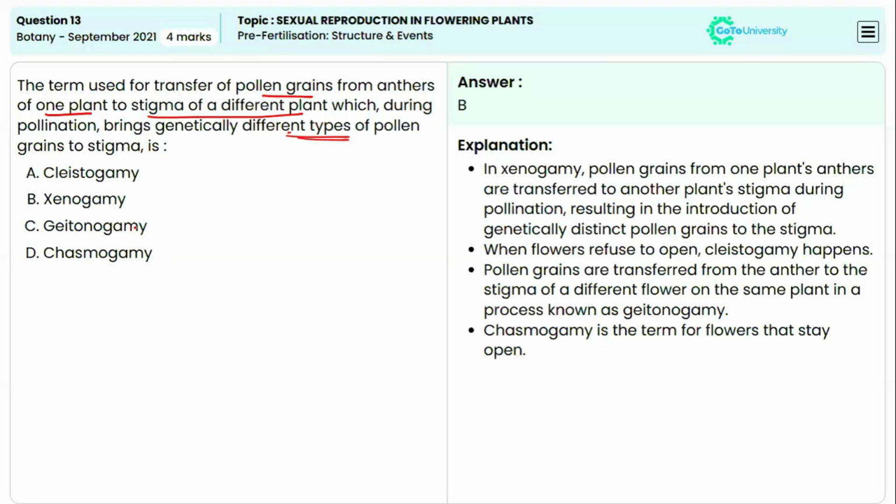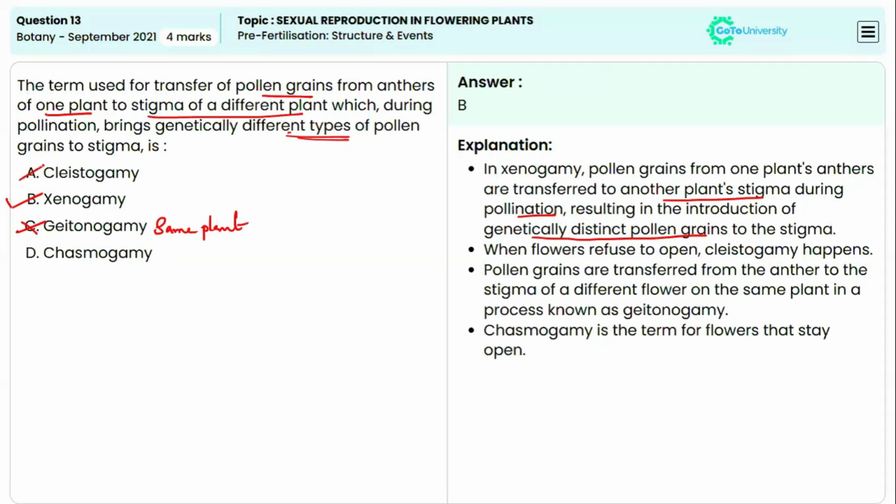So from the options, we could deselect option C, gymnogamy, because as we discussed in the previous question, it is a transfer of pollen grains between two different flowers of the same plant. Now, coming to xenogamy, the pollen grains from one plant's anthers are transferred to another plant's stigma during pollination, resulting in the introduction of genetically distinct pollen grains to the stigma. So that means the correct answer will be option B.